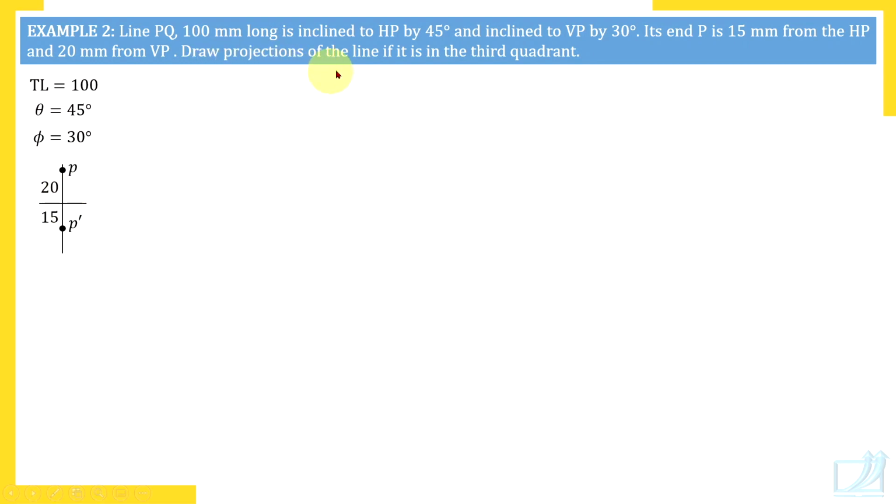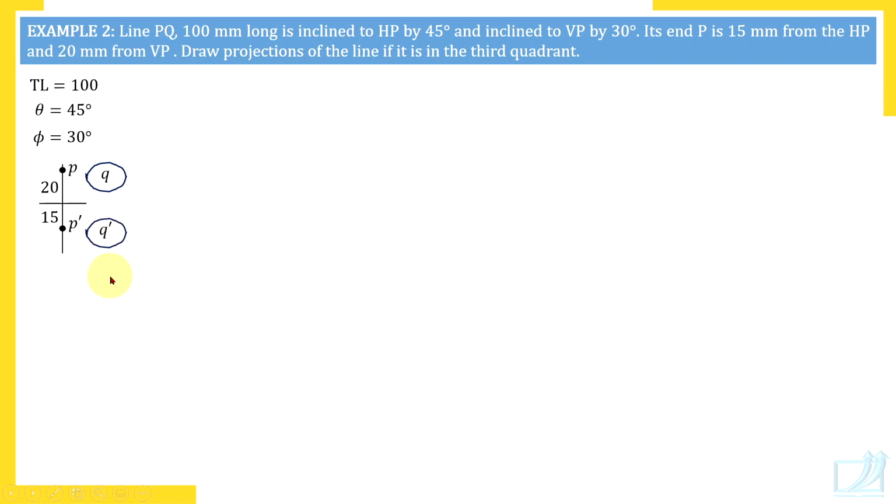Draw projections of the line if it is in the third quadrant. So it's not just P, but the other end. In fact, entire line is in the third quadrant, means top view PQ, line is PQ. So top view PQ, labeled with small letters of course. PQ is above XY line and P dash Q dash is below XY line. That means the other end, its top view is above XY line and front view is below XY line.